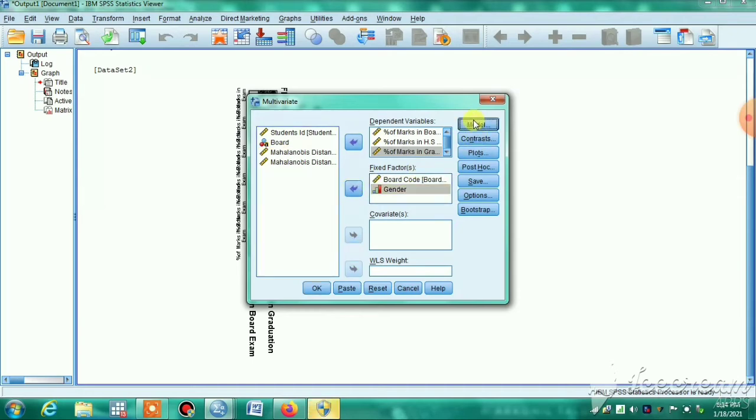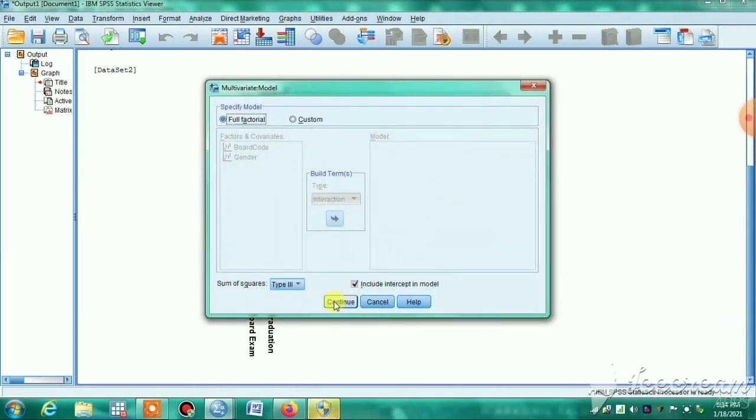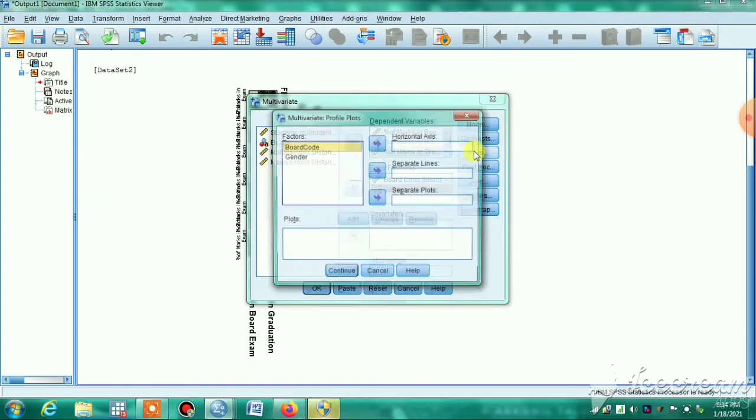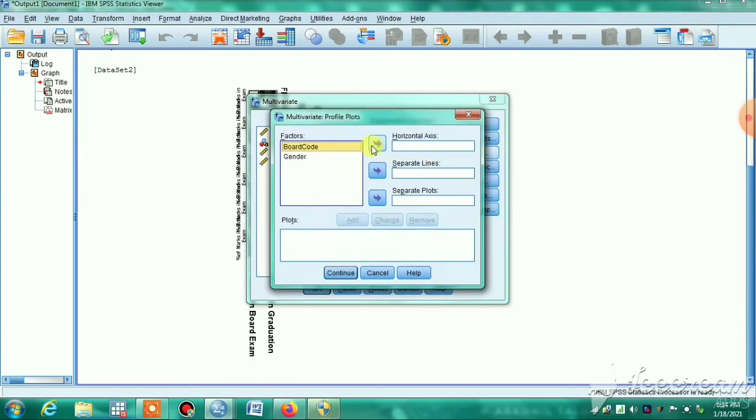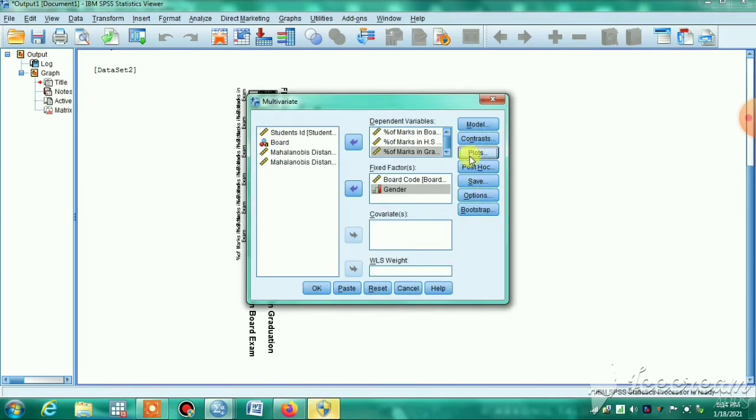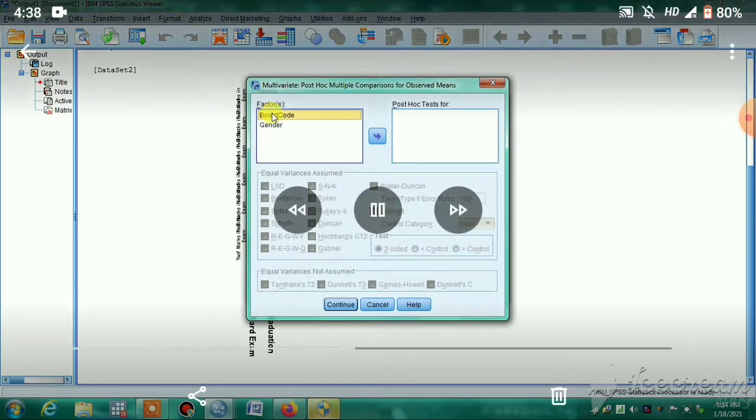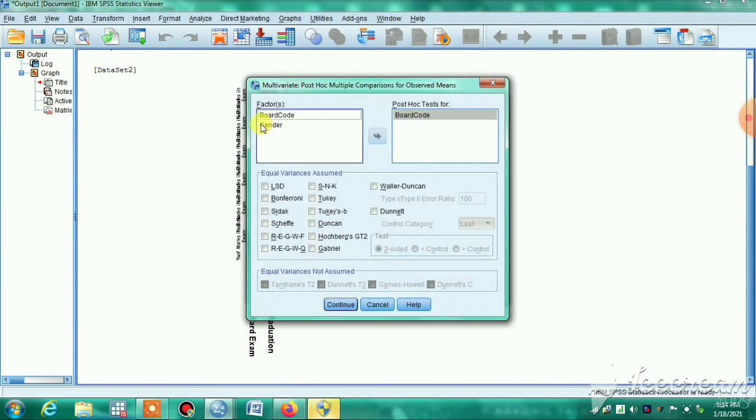Now in the model there is no change. Okay, full factorial. And in contrast, okay, board, gender. In plots, generally we have board code, three categories, so we can put it on the horizontal axis, and gender, two categories, in separate lines. So don't forget to click add. Okay, continue. Then post hoc, post hoc test for board code, and for gender also.